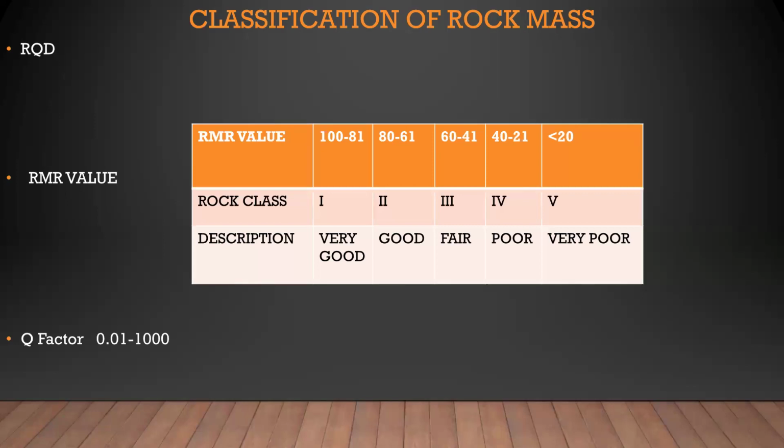Next one is RMR value, rock mass rating. The RMR value depends on the following factors: uniaxial compressive strength, then RQD, then spacing of discontinuities, then condition of discontinuities, then groundwater condition, then orientation of discontinuities. Here we mentioned the RMR value according to the rock class, like class 1, class 2, class 3, class 4, class 5. Accordingly, the description has been mentioned here: very good for first class rock, then good, fair, poor, very poor. Then Q factor ranges 0.01 to 1000.